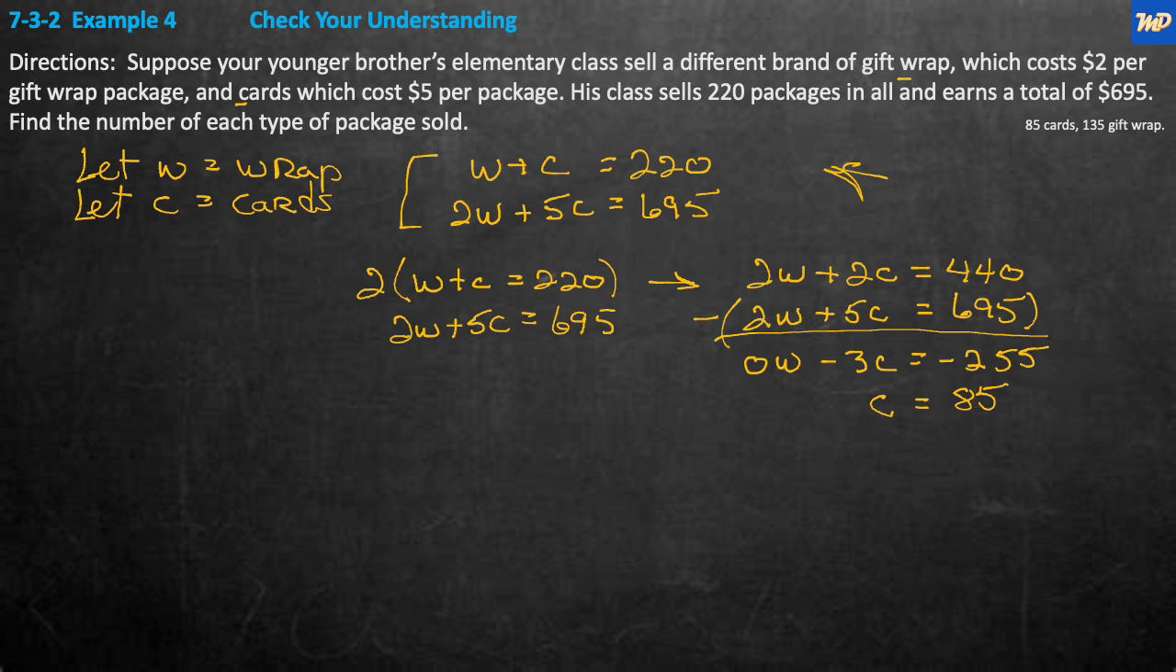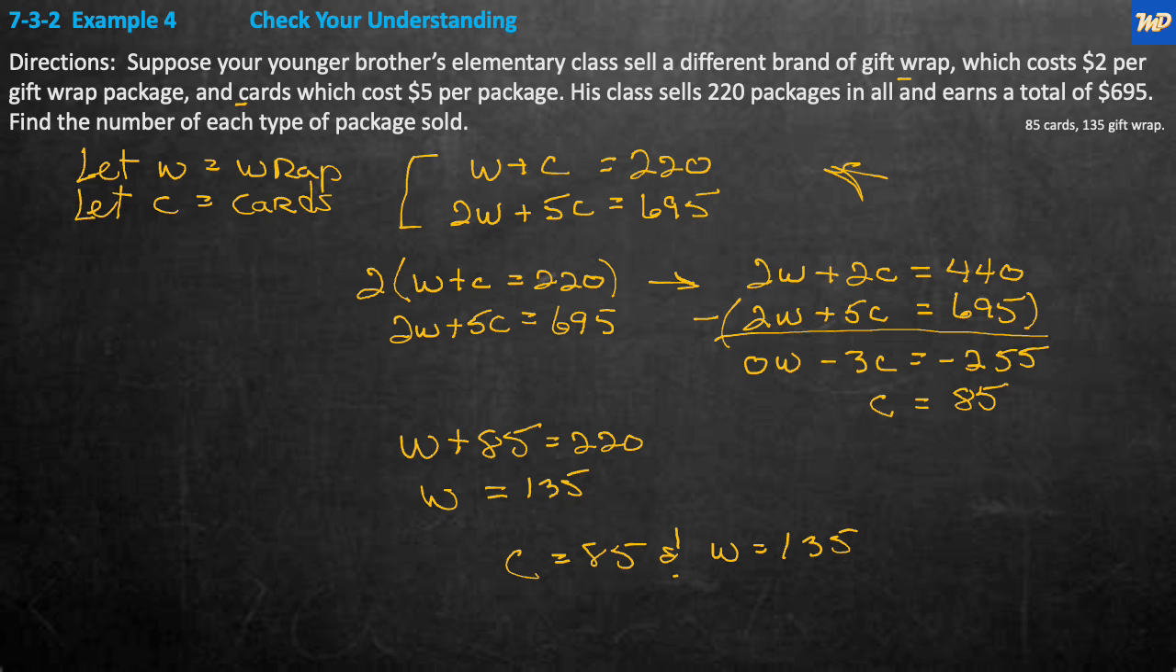The easiest is going to be the w plus c equals 220. So I'm going to say w plus c, which is 85, is equal to 220. And I'm going to solve for w. So w is equal to what? I'm just going to subtract 85 from each side, and I'm going to get 135. So there's our answer. C equals 85 and W equals 135. The card packages, they sold 85, and the gift wrap packages, they sold 135.